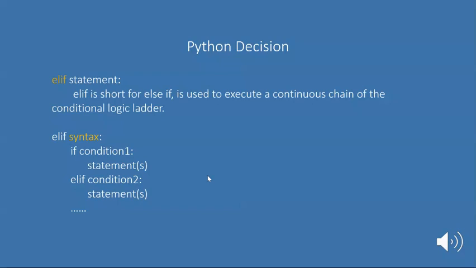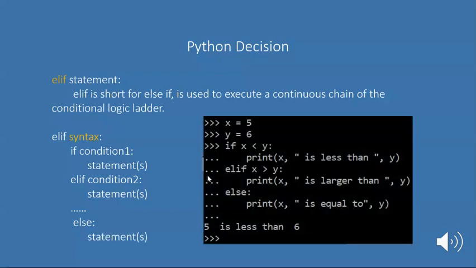The example shows we get x value 5, y value 6. If x smaller than y, then print x is less than y. Else if x larger than y, print x is larger than y. Else, print x is equal to y. So this is an example that shows the elif statement.